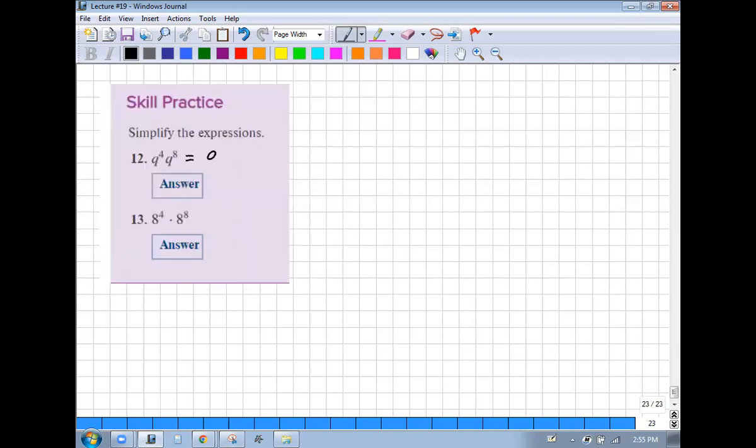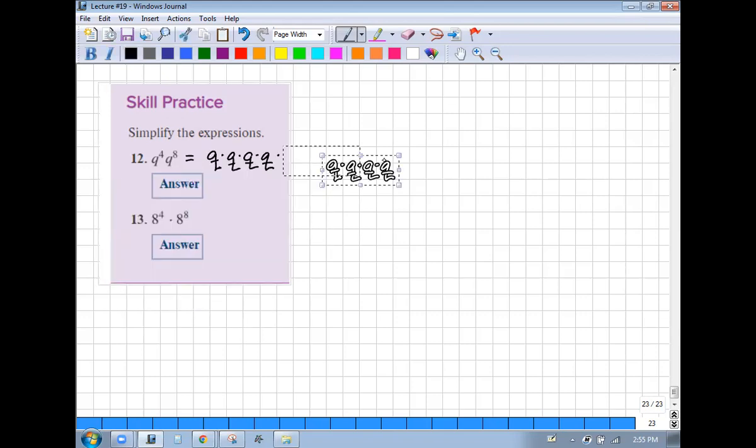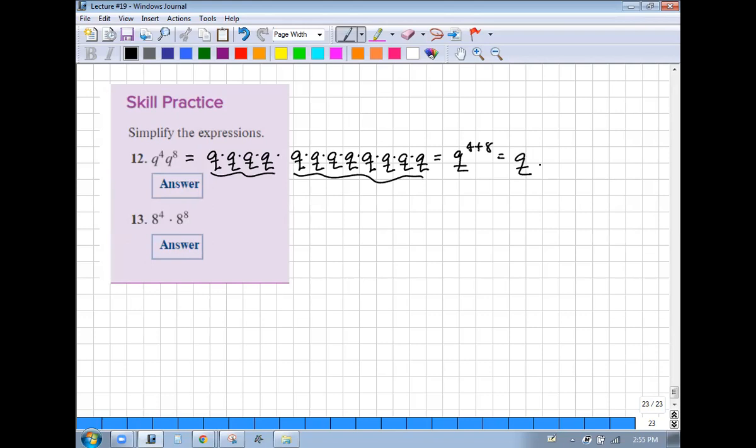So q to the fourth is q times q times q times q. And q to the eighth is q times itself 8 times. So how many q's do we have? We have 4 here and 8 there. We have 12 total q's multiplied by one another.